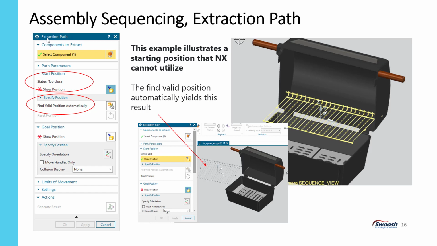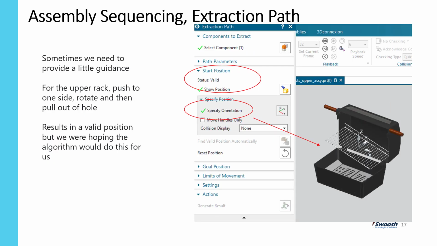Now, starting at the top, you can see that we're reporting everything's too close. It doesn't have room to maneuver. Well, there's no boundary set up. So we'll ask, find me a valid position, and we see the results of that in the middle screen. It's way out of position, not exactly usable. So what we're going to do is manually move our rack until we get a start position that is considered valid, which we see here.